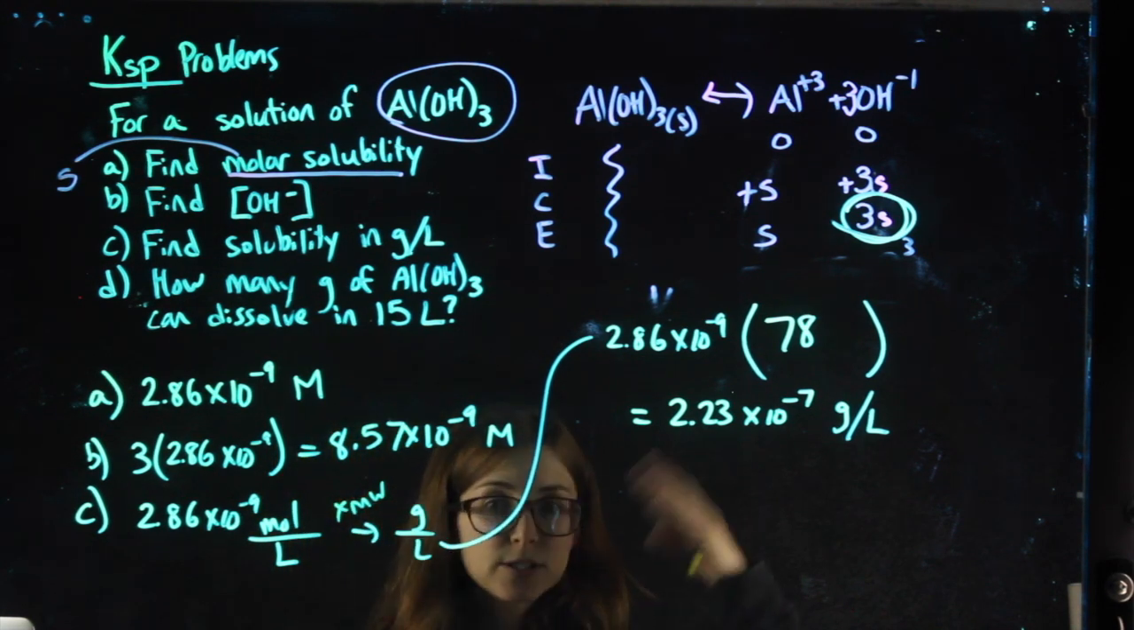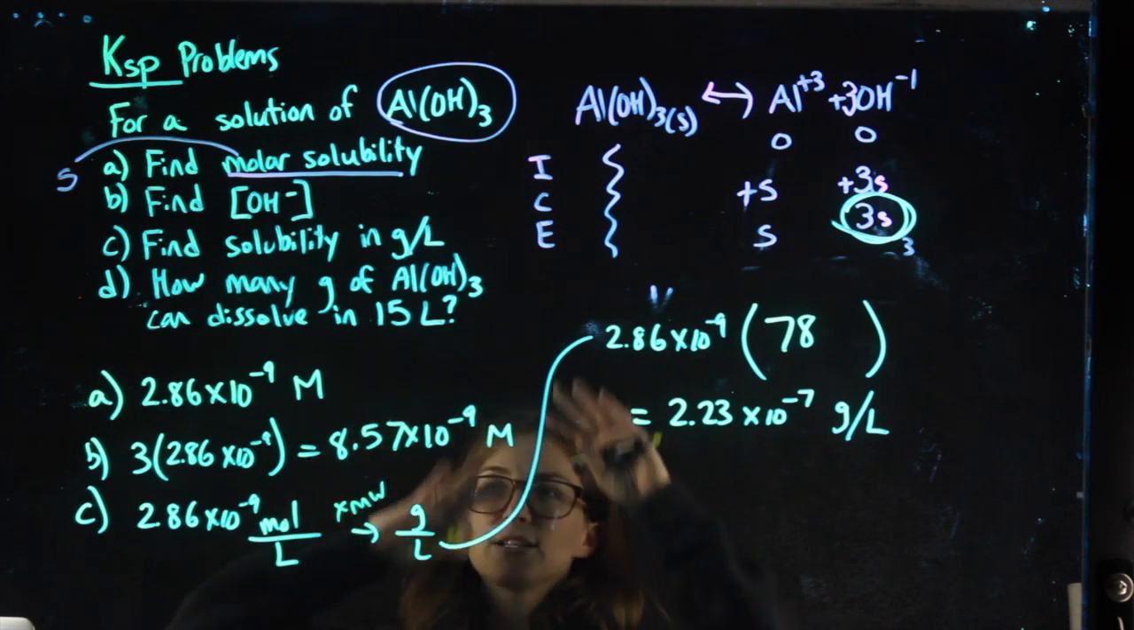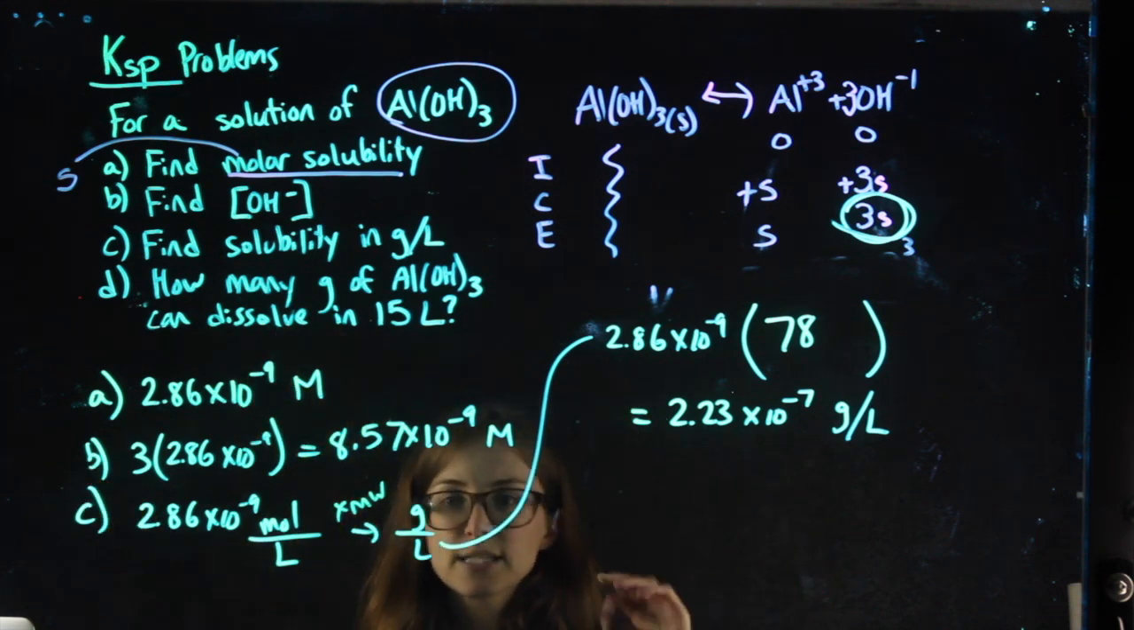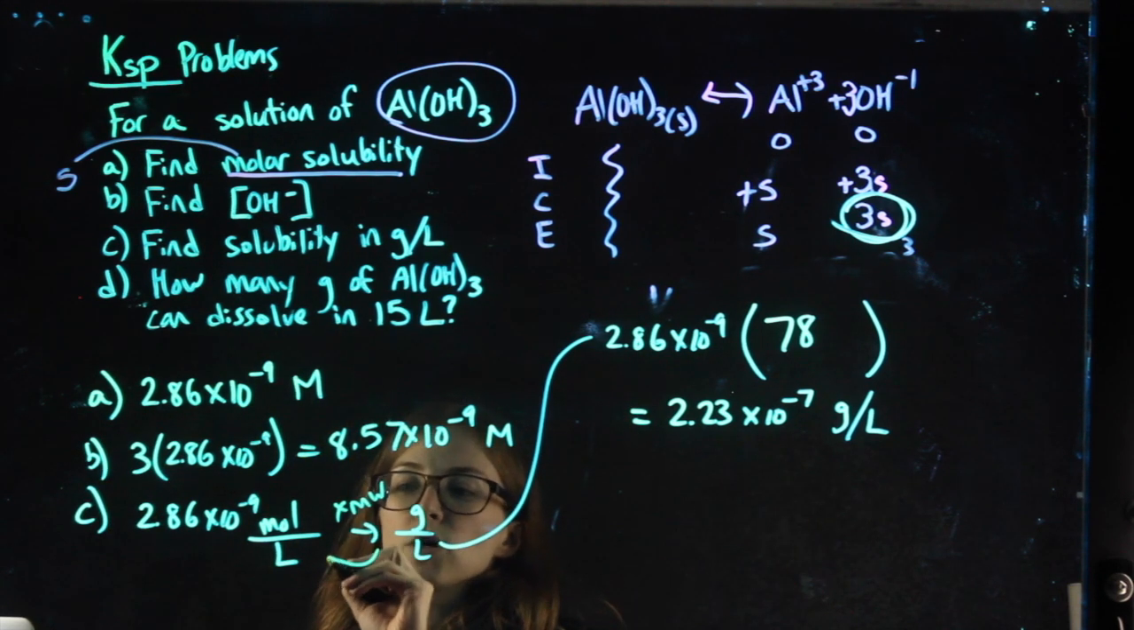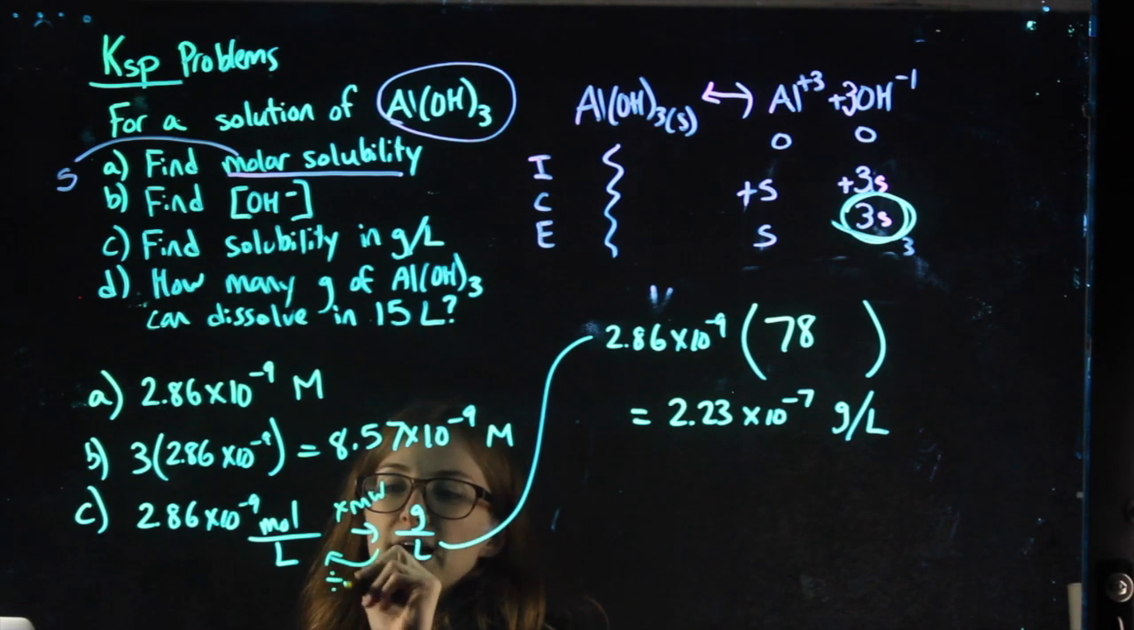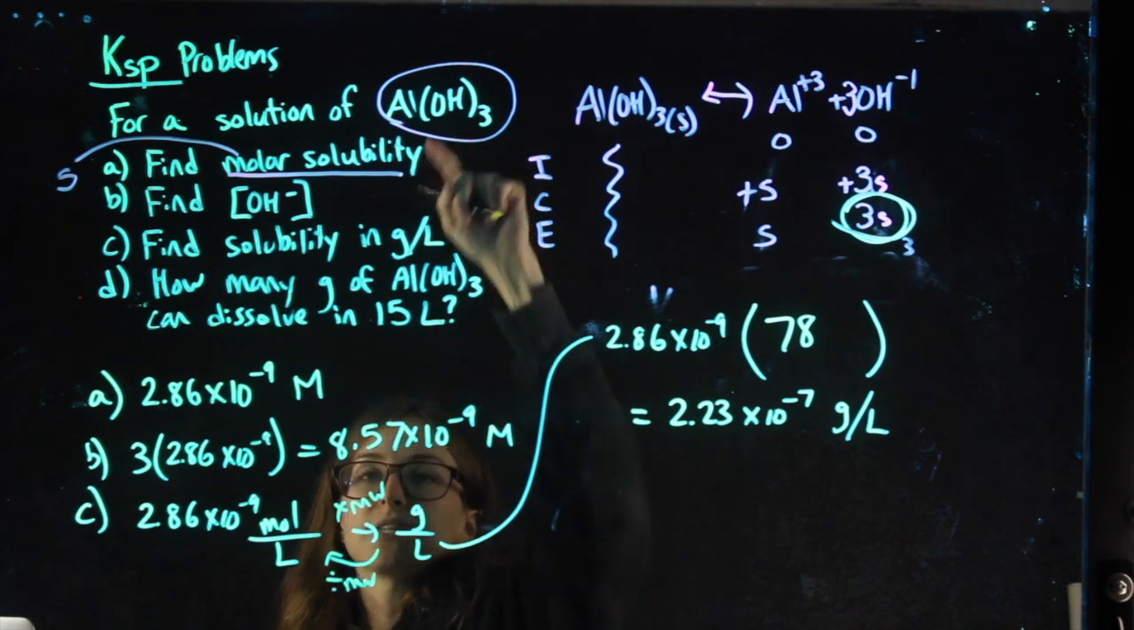In other problems, you'll see on all the try problems, I ask you to find different things starting from different places. Going backwards from grams to moles, we would divide by molecular weight, and it's always of the salt.